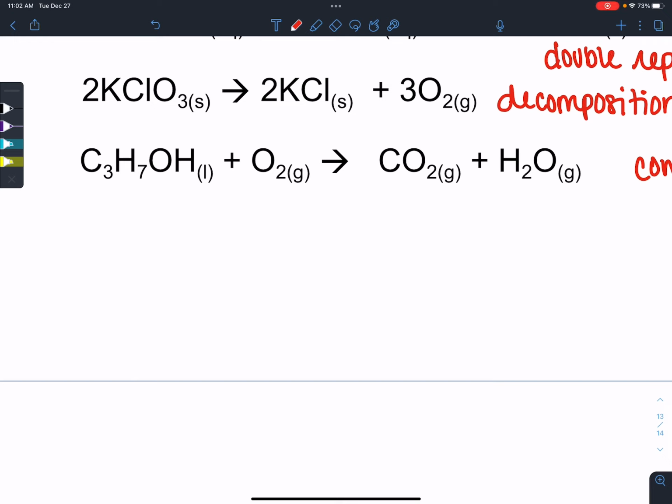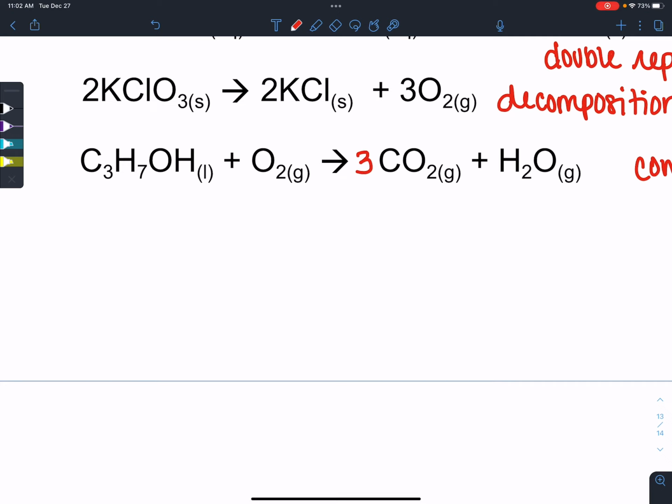So this is the one with the trick where you want to leave the oxygen for the end and double it if you need to. Remember, all combustion reactions can be solved using this technique. So let's start with our carbon. We have 3 carbons on the left, 1 carbon on the right. So I'm going to put a 3 right here.